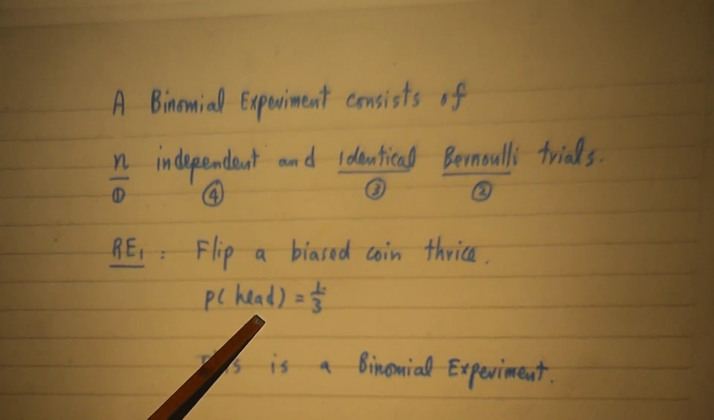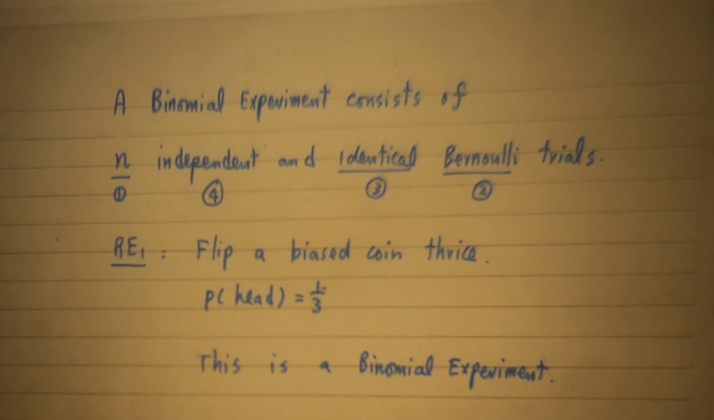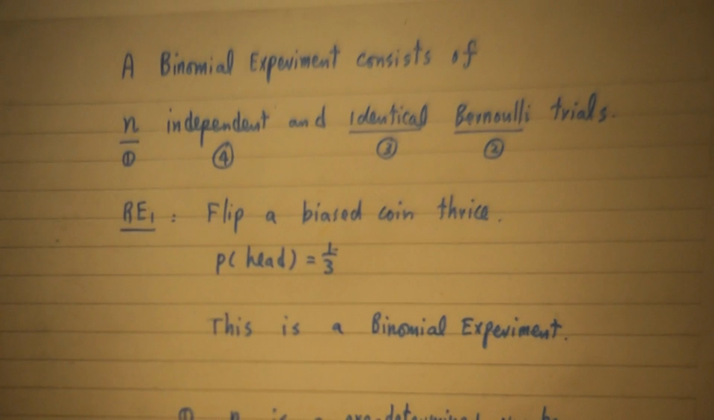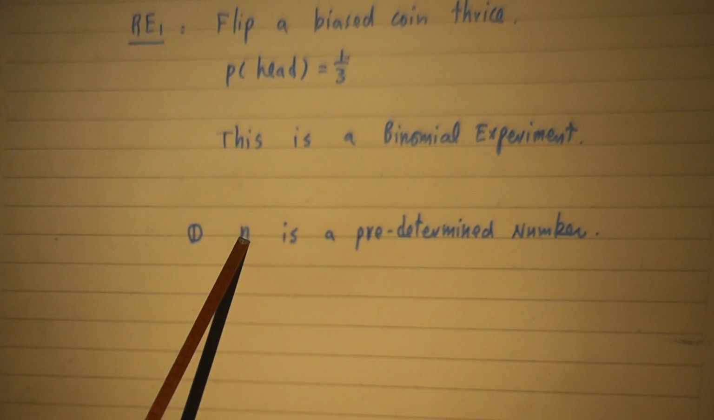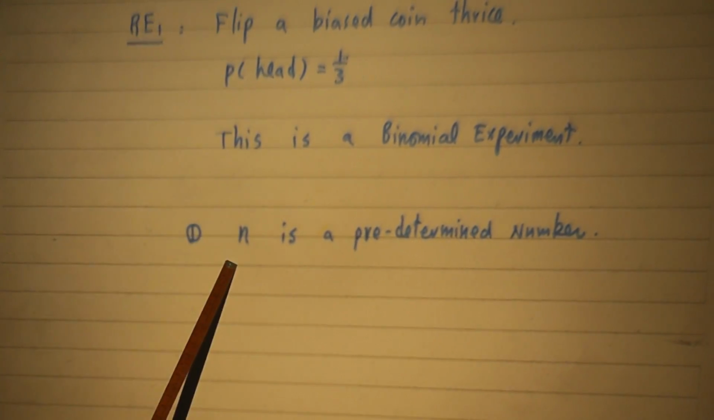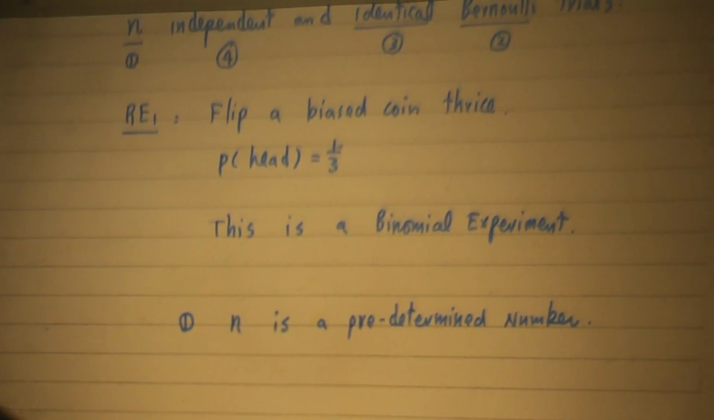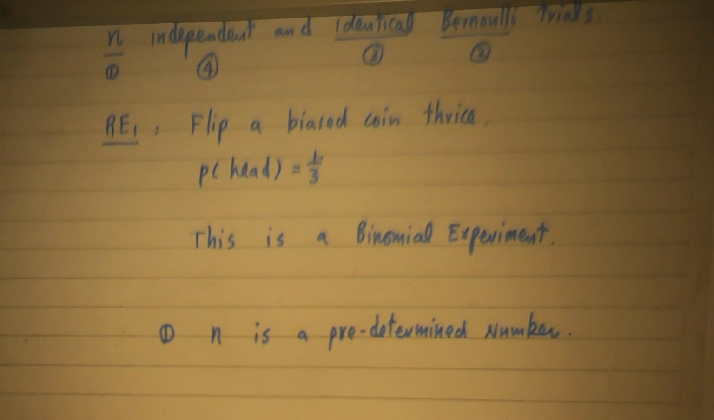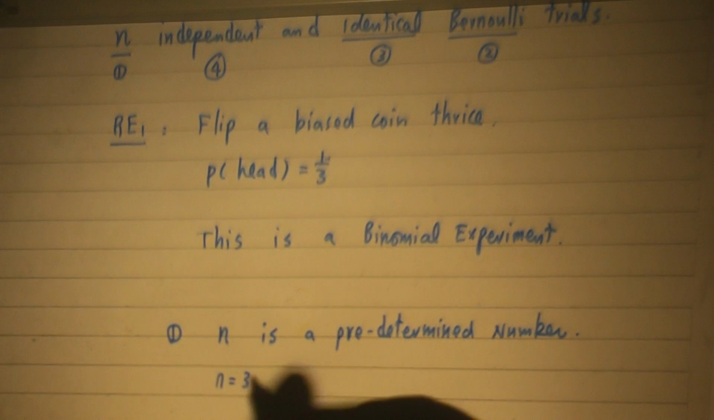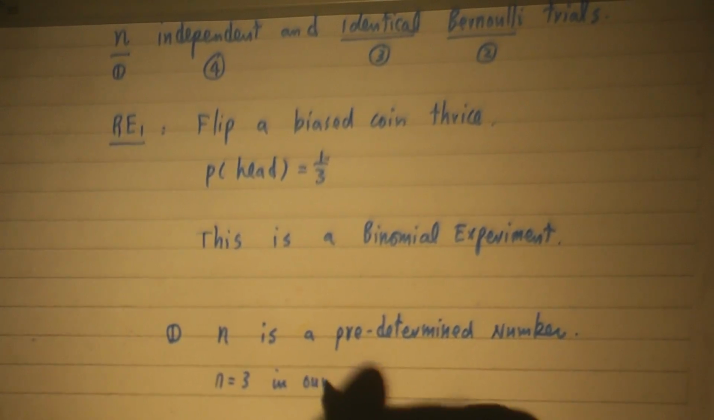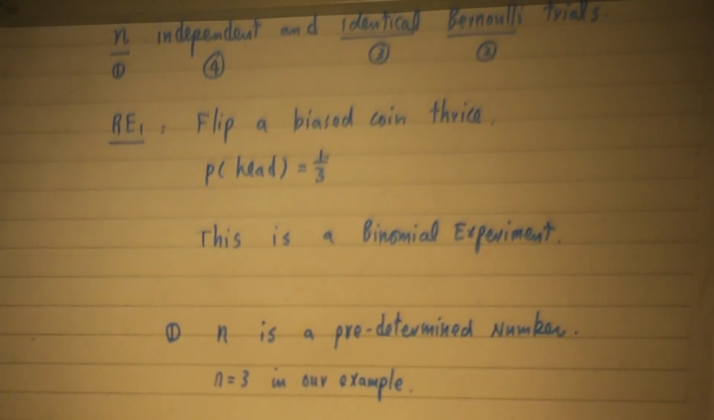Now, why is this a binomial experiment? Let's check those conditions one by one. First one, n is a predetermined number. In our example, this predetermined number is 3. n equals 3 in our example, and you know n equals 3 before you do the experiment.